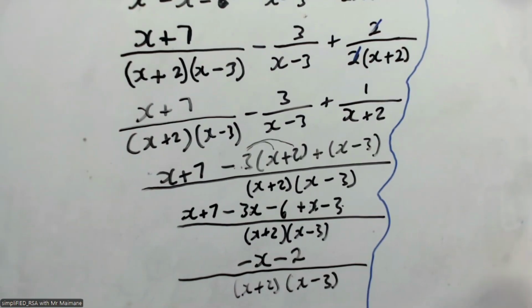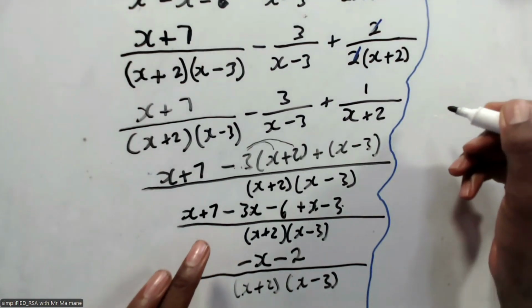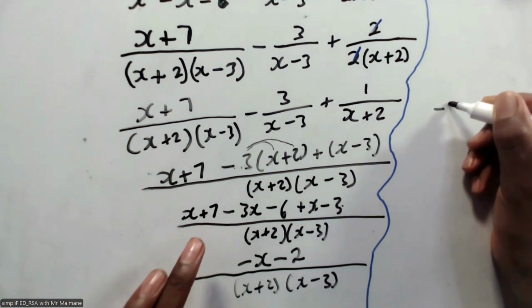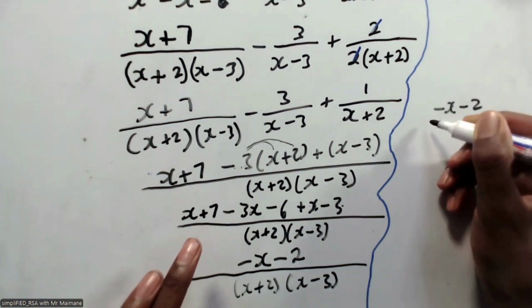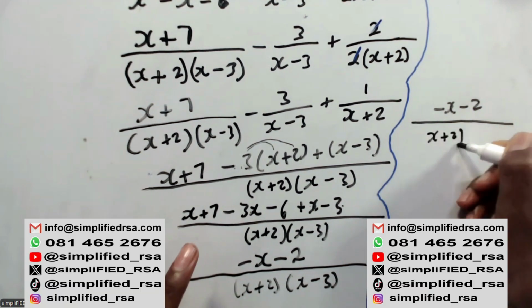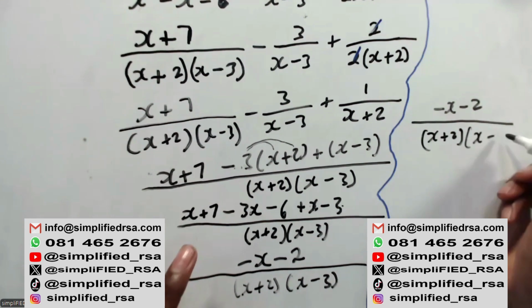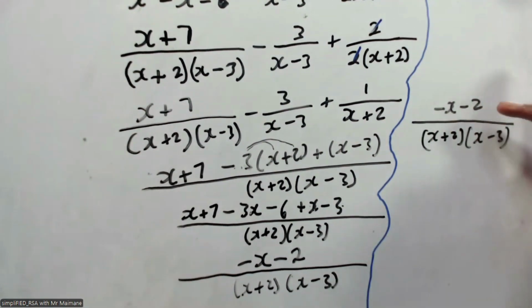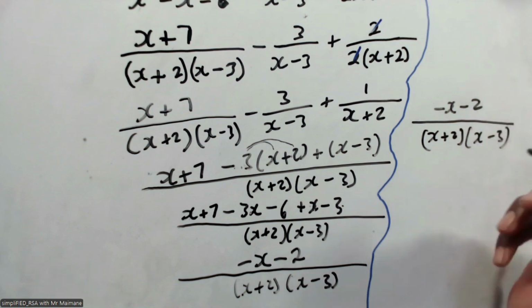To create space, now let me just rewrite this here. So I have minus x minus 2 all over x plus 2, x minus 3. As you can see, this one here, I want to have a proper form of this, and it consists of negative signs. So I can take out -1 as a common factor here.